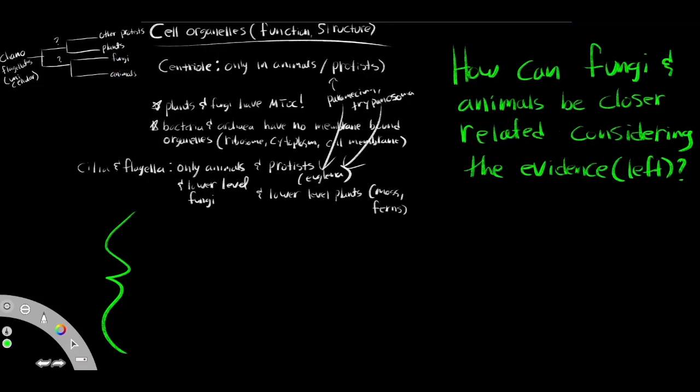So what is going on? Shouldn't animals and fungi be a lot more closely related? What's going on? Hopefully this kind of blows your mind away. Fungi, particularly more advanced fungi, had cilia and flagella. But as time went on, it seemed to have been overly taxing in terms of energy to have that feature. So because of that, they started to lose it.